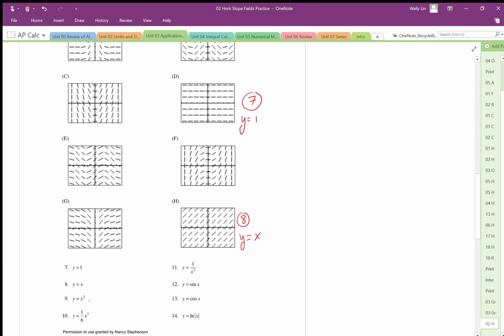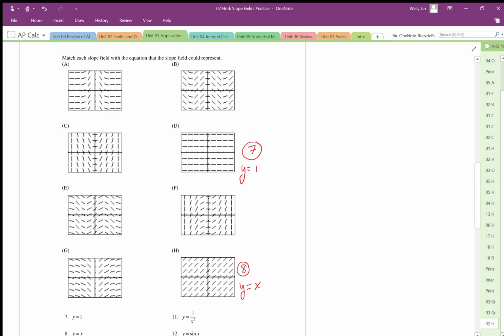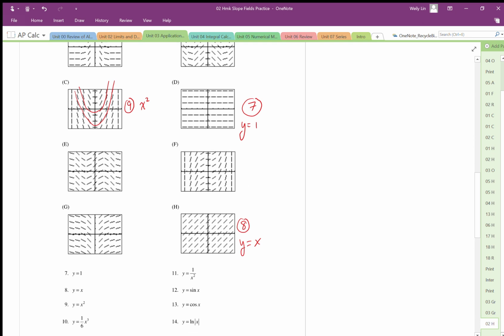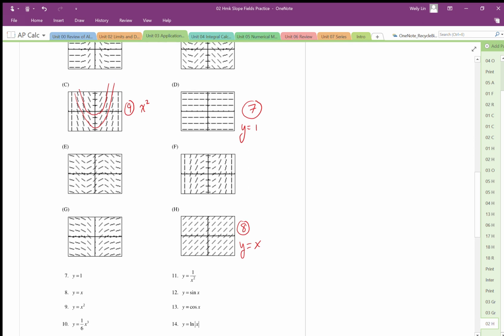For number 9, y prime equals x squared, looking at these, if I look at the shape and follow the slope fields, it looks like a bunch of U's. So this must be the parabola. This is going to be x squared.